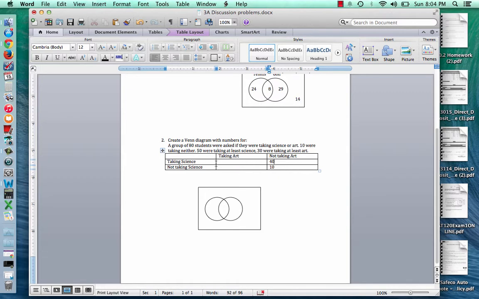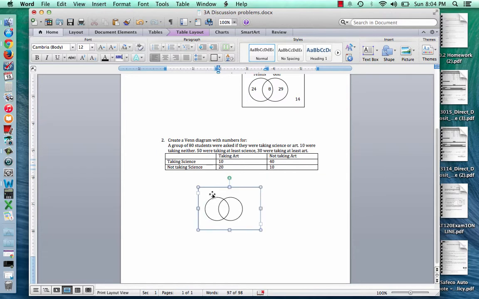Now, let's move from here. It says 50 were taking at least science. So that's this row. It has to add up to 50. So what number must go here? 10. And then the last number is the total. So this is 10 plus 40 is 50, plus 10 is 60. 80 students were surveyed. So the last number has to be 20. It has to add up to 80.